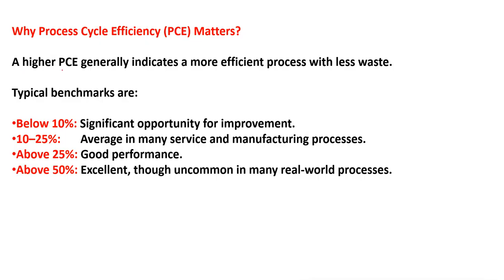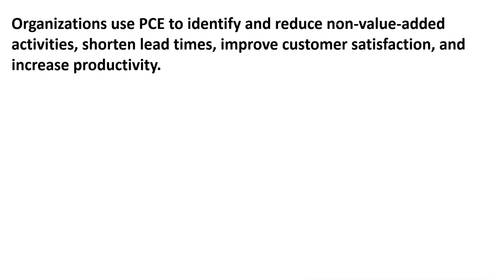The bottom line is, a higher process cycle efficiency generally indicates a more efficient process with less waste. These are the benchmarks. If the answer is below 10%, it means significant opportunity for improvement. We have to improve the process. If it is between 10 to 25%, it is average in many service and manufacturing processes. If it is above 25%, that is good performance, and above 50% is excellent, though uncommon in many real world processes. Organizations use process cycle efficiency to identify and reduce the non-value added activities.